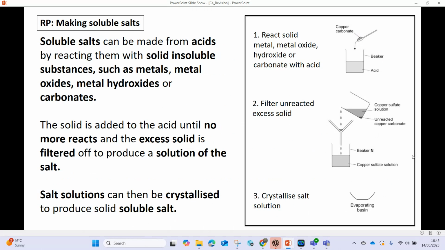This salt solution can then be crystallized to produce a solid soluble salt. So it might be that you are asked to write a method for this. If you are, it will be specific about the type of acid you need to use and the type of base that you need to use, because it will ask you to make a certain type of salt. For example, magnesium sulfate. In that case, you would react your solid metal, maybe magnesium, with sulfuric acid. And you would filter off any unreacted magnesium, and then you would crystallize the salt solution, and magnesium sulfate would be left behind. So those key steps can make any soluble salt. You just have to be careful about which acid and which metal or metal carbonate, oxide or hydroxide you're going to use to make your salt.